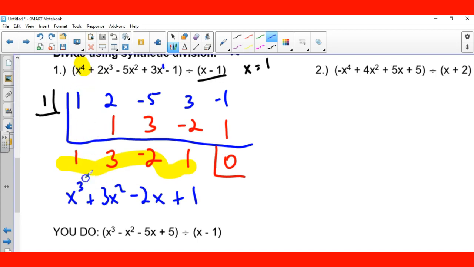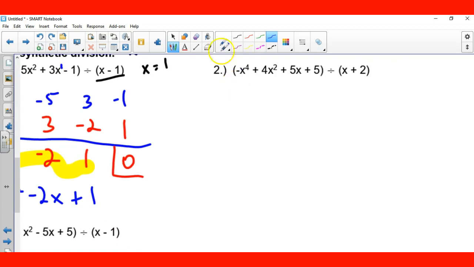Again, this started with the 4th, so here I'm going to start cubed. If this was cubed, I would start squared. If this was to the 8th, I would start with the 7th. And just go in descending order, 3, 2, 1, then my constant. Here's another example right here.